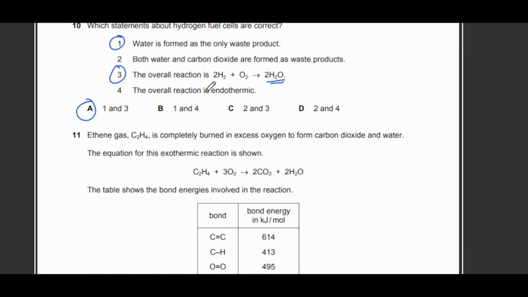I should note that why 4 is wrong is because if you look at this in a different light, this is actually also a combustion reaction. So combustion means you add O2 to something, right? And combustion is always exothermic. So you know that this reaction is not endothermic because you are adding oxygen, and therefore it is exothermic.